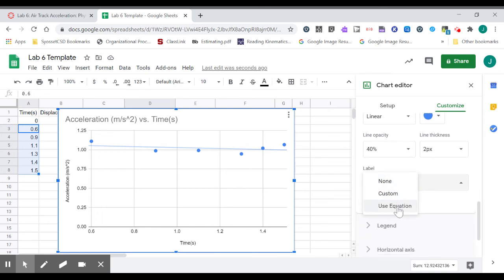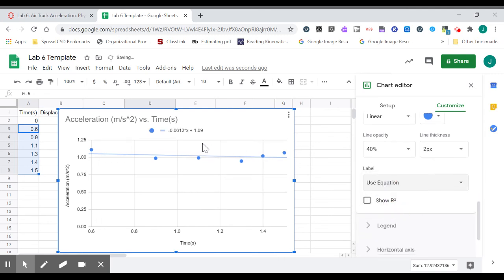And we're going to label it with an equation. The slope should be pretty close to 0. Look, it's less than 0.1. The y-intercept in this case, if this were a perfectly flat line, would be a really good indicator of the acceleration as well.